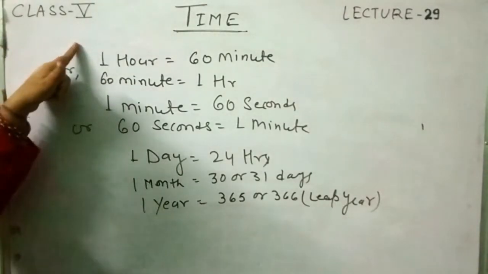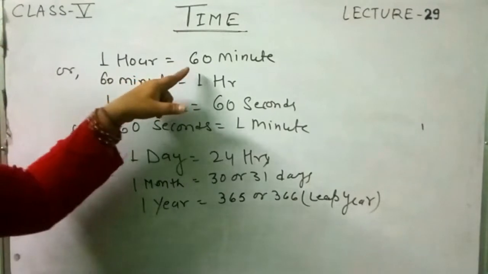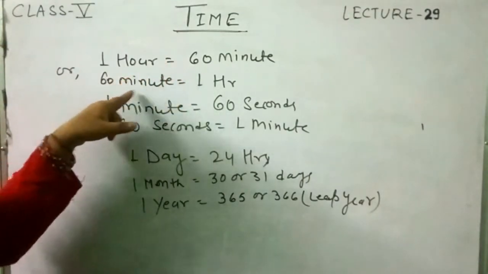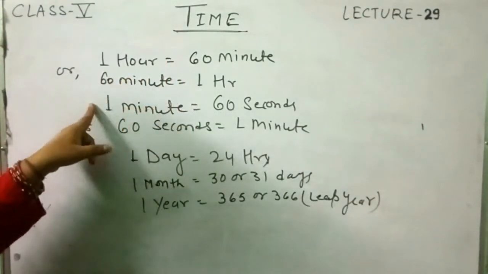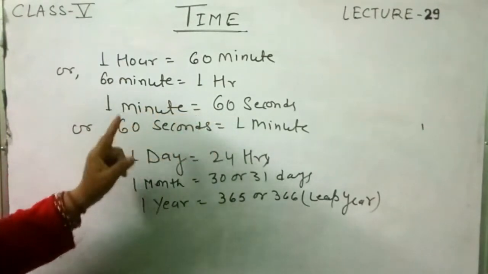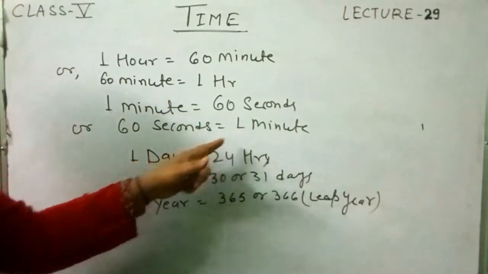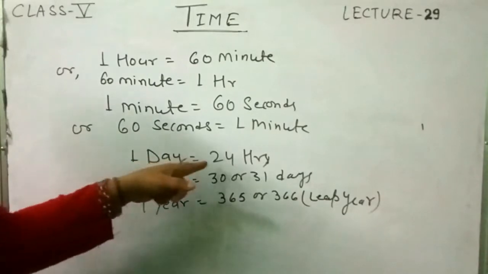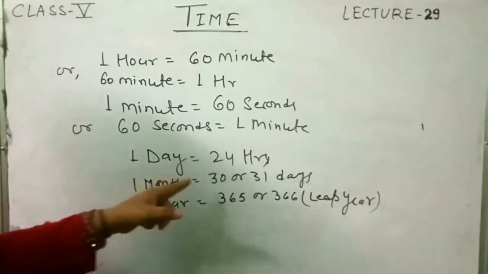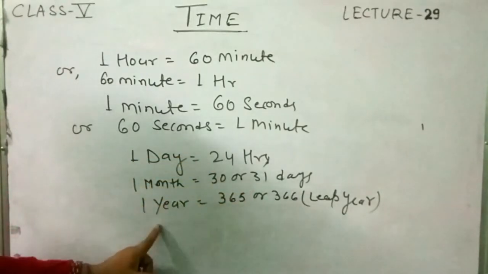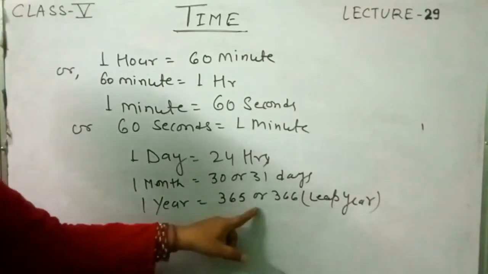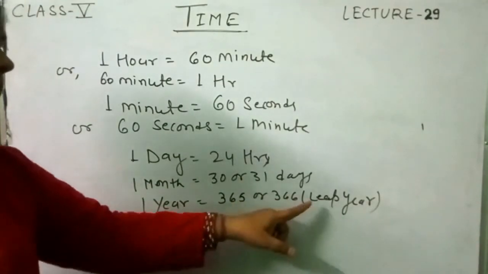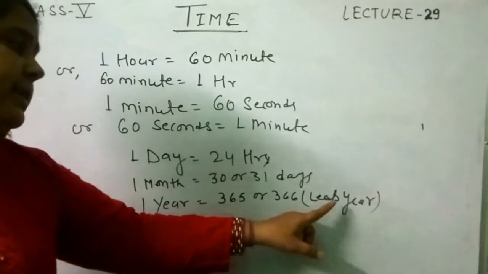Remember, 1 hour is 60 minutes. 60 minutes is equal to 1 hour. 1 minute is 60 seconds. 60 seconds is equal to 1 minute. 1 day is equal to 24 hours. 1 month is 30 or 31 days. 1 year is 365 days, or 366 when the year is a leap year.